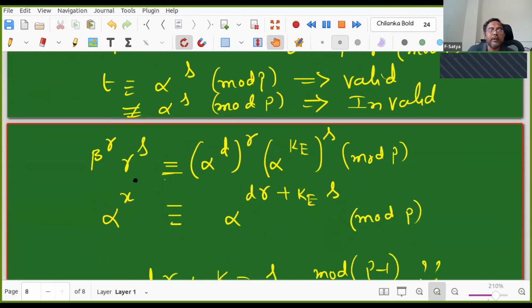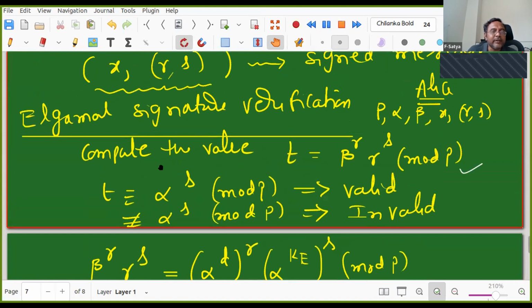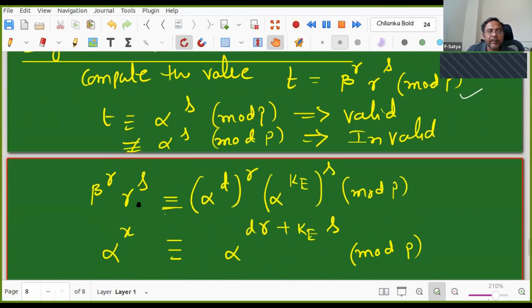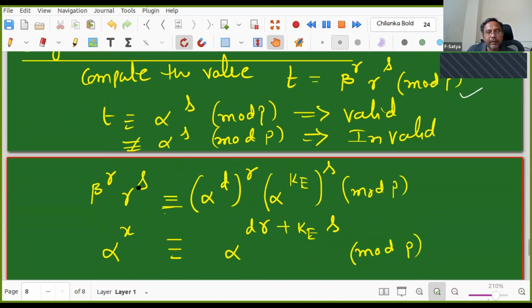Because signature schemes, digital signatures, are derived from what? For digital signatures, what do we need? We need a public key crypto system, right? Anyhow, now coming to this, beta power R and R power S.